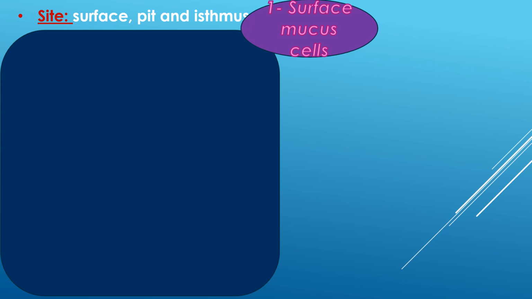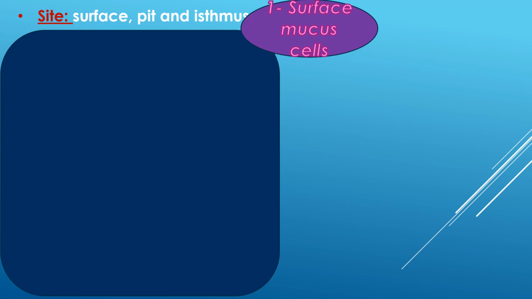The simple columnar epithelium of the stomach will be lined by 6 types of cells according to their function. We are going to start with the first and most important type, the surface mucus cell. From its name, this cell is going to secrete mucus. Any cell which secretes mucus will have basophilic cytoplasm.